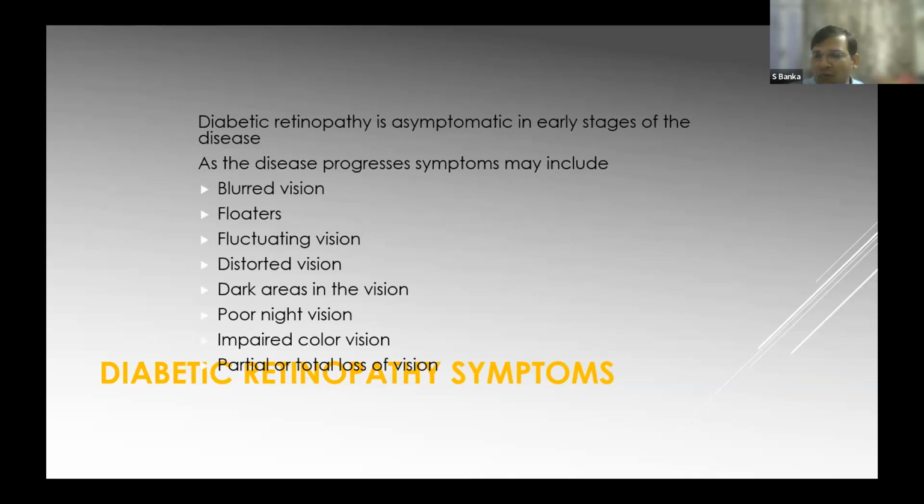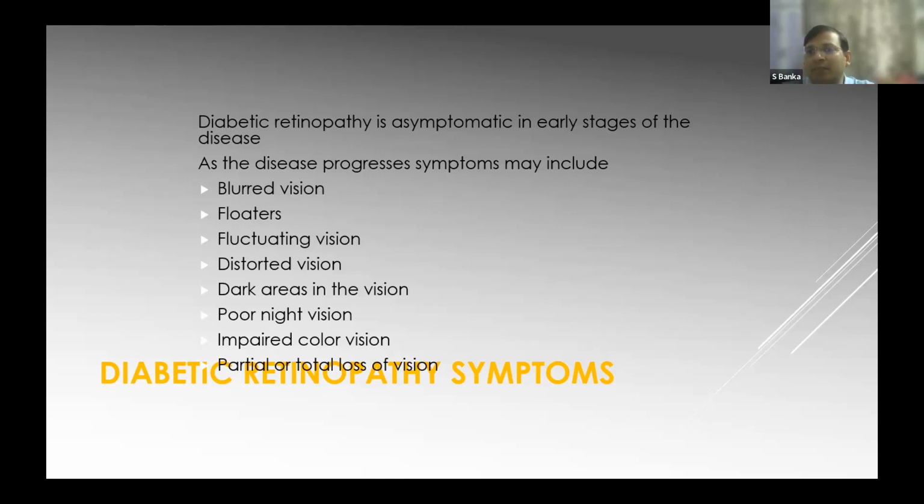Now coming to the symptoms. How does a general physician, a patient, or a doctor who is not used to seeing the fundus know that a patient is getting diabetic retinopathy or not? So most of the times, diabetic retinopathy is asymptomatic. Even in early stages, like mild or moderate retinopathy, the patient will not complain directly about the eyes unless the patient starts getting macular edema or proliferative changes leading to vitreous hemorrhage and all.